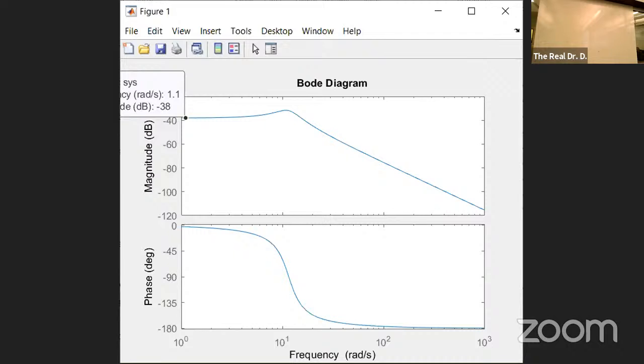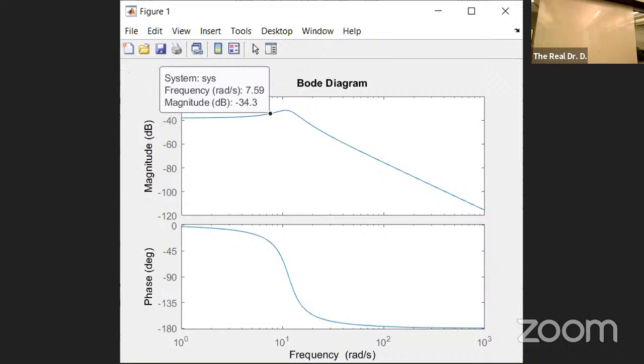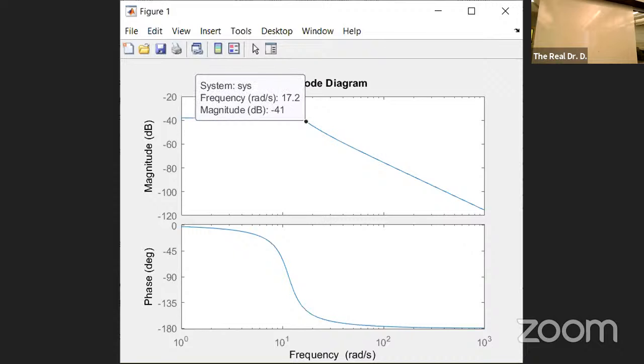We subtract 3 from the DC gain, which is the low frequency asymptote, which in this case would put us down at minus 41, right? And we track along until we find where that crosses, and it's right there. So our bandwidth is from 10 to the 0, so from 1 radian per second to 17.2 radians per second.